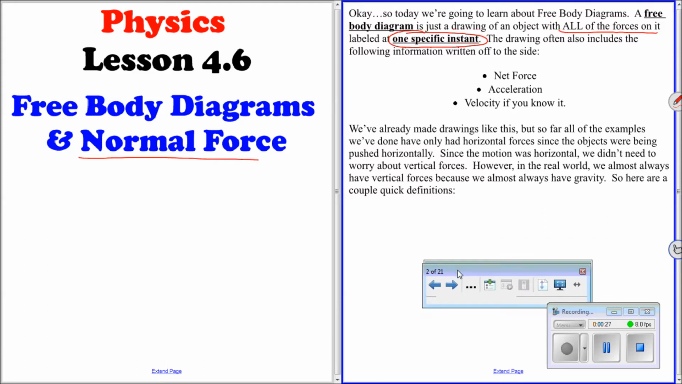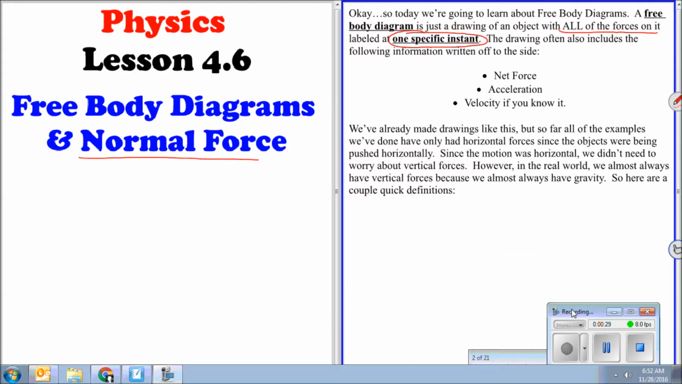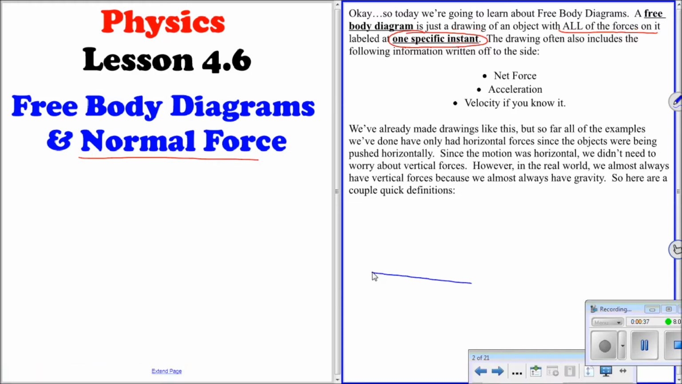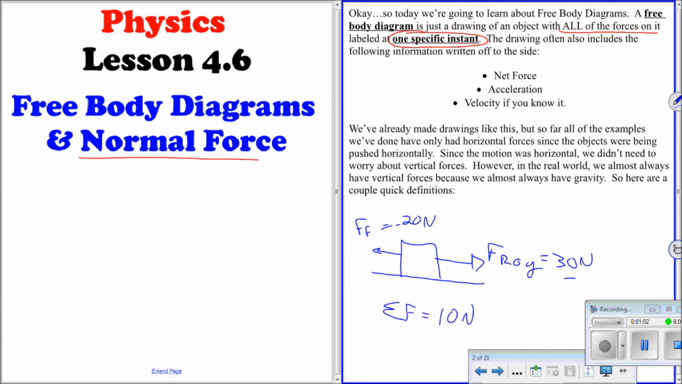Now, we've been doing some rudimentary versions of these. For example, we've already done problems where you've got a box, and then Roy is pushing it. So here's the force of Roy, and then maybe you've got Sally or friction pushing against it in the other direction. Maybe this is 30 newtons, and this is negative 20 newtons. We can identify our net force, which would be 30 newtons plus negative 20 newtons. So you get a net force of 10 newtons.